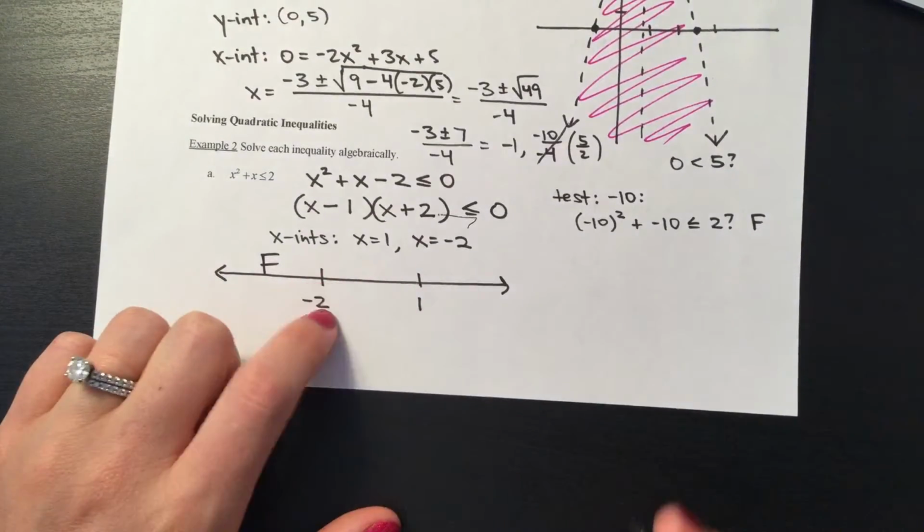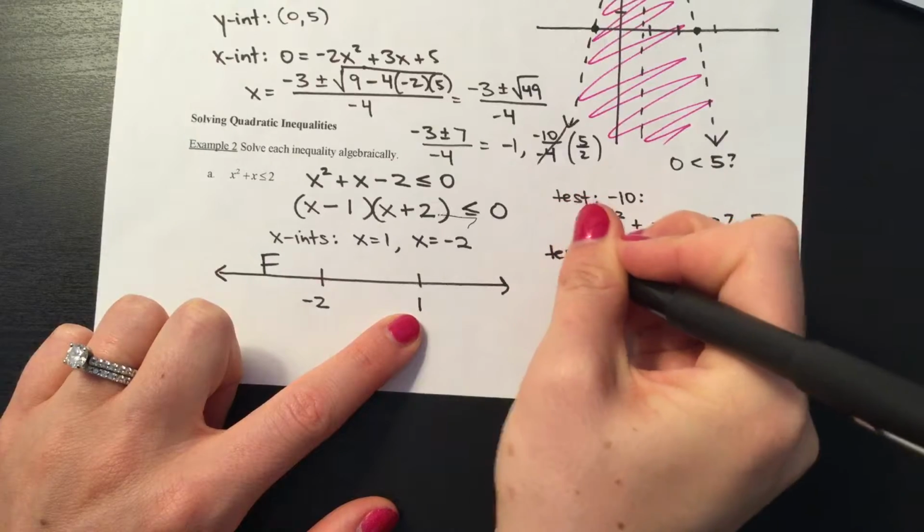Okay, so now let's plug in something in between negative 2 and positive 1. So 0 is always a great choice.